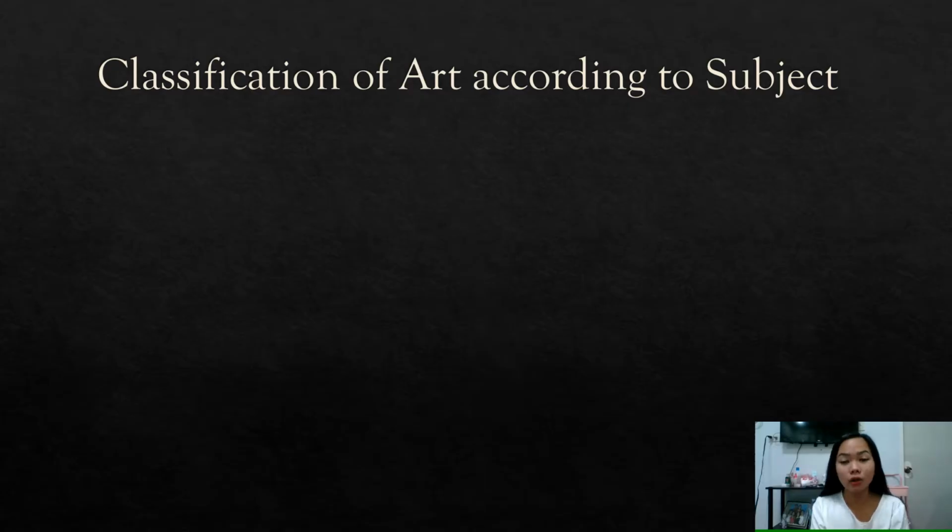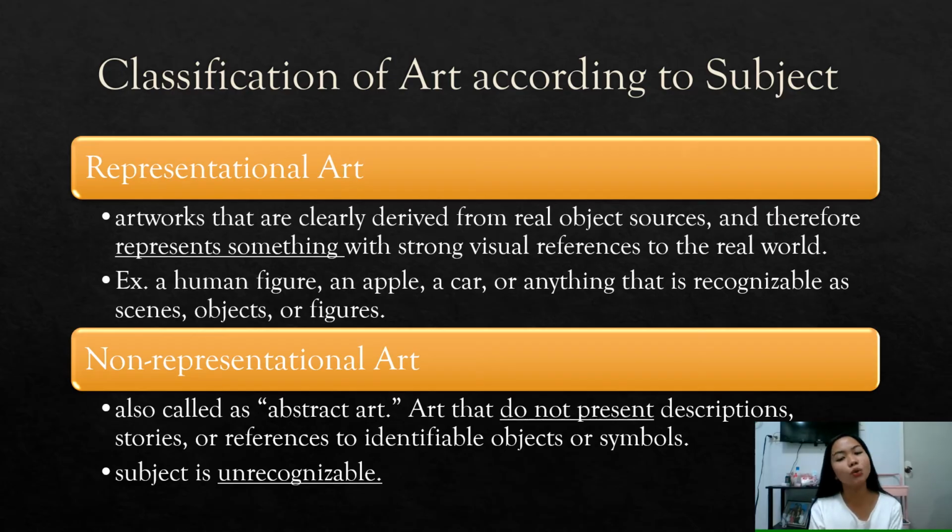So now let's move on with the classification of art according to its subject, since we are talking about subject here. We have two classifications of art according to the subject of art. The first one is representational art. When we say representational, it represents something obvious. These are artworks that are clearly derived from real object sources and therefore represent something with strong visual references to the real world. For example, a human figure, an apple, a car, or anything that is recognizable as scenes, objects, or figures.